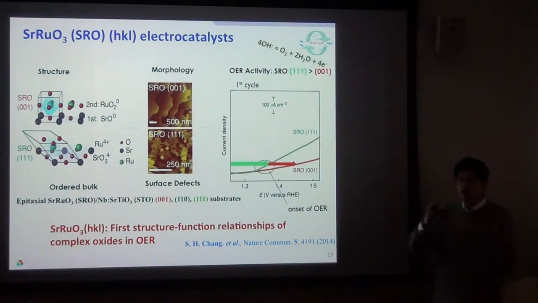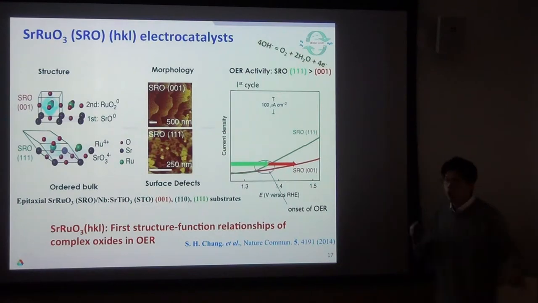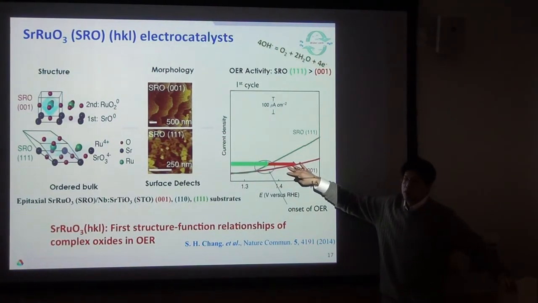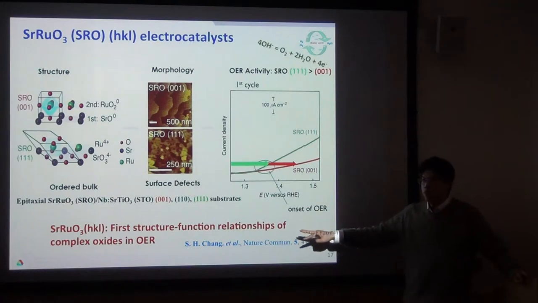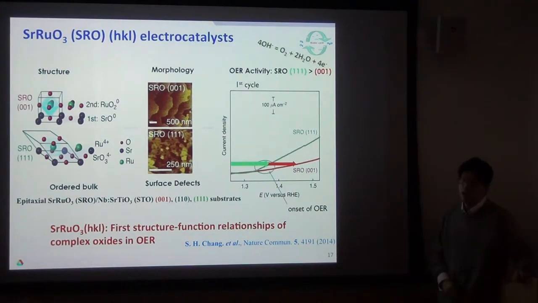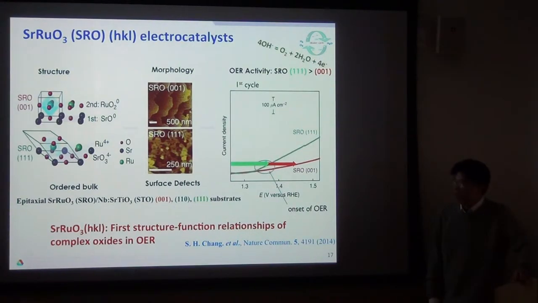So if you use a high surface area sample, you don't know the exact surface structure, and you cannot control this kind of difference. Only by using a well-defined surface sample can we verify this difference from sample to sample. So this is the reason. This is the first demonstration of the structure-function relationship of a complex oxide in this electrocatalytic reaction, OER. I want to emphasize our work.